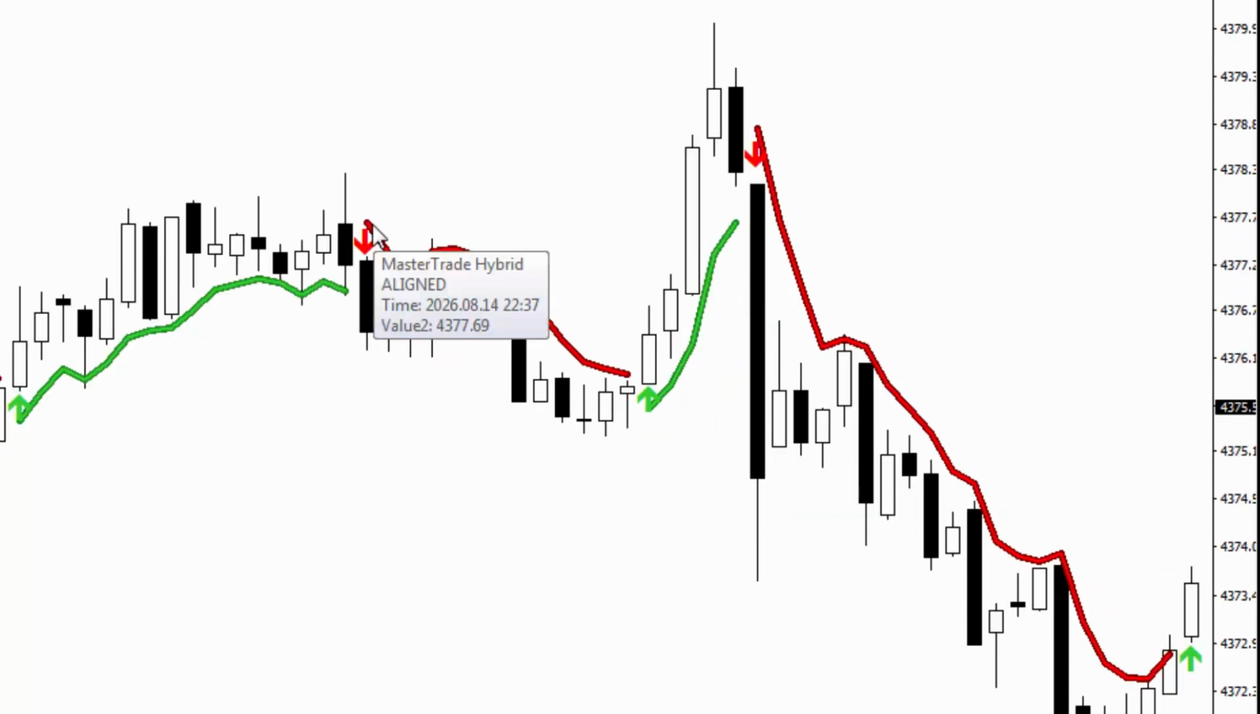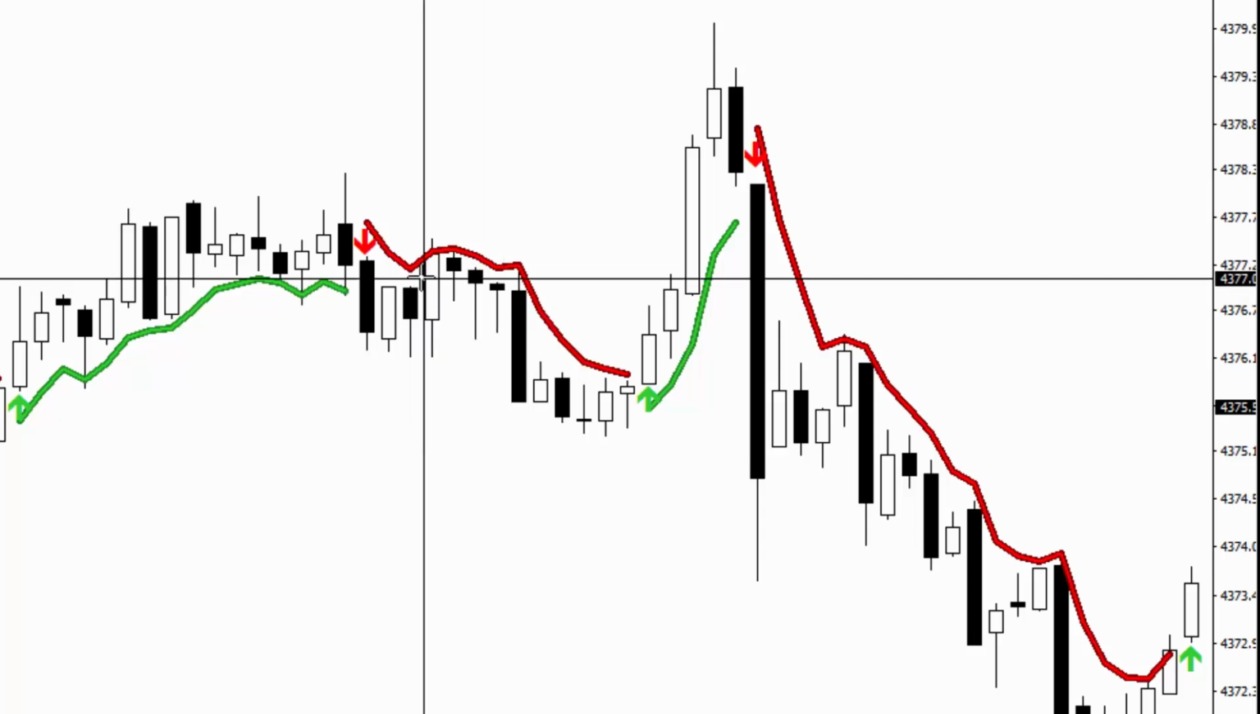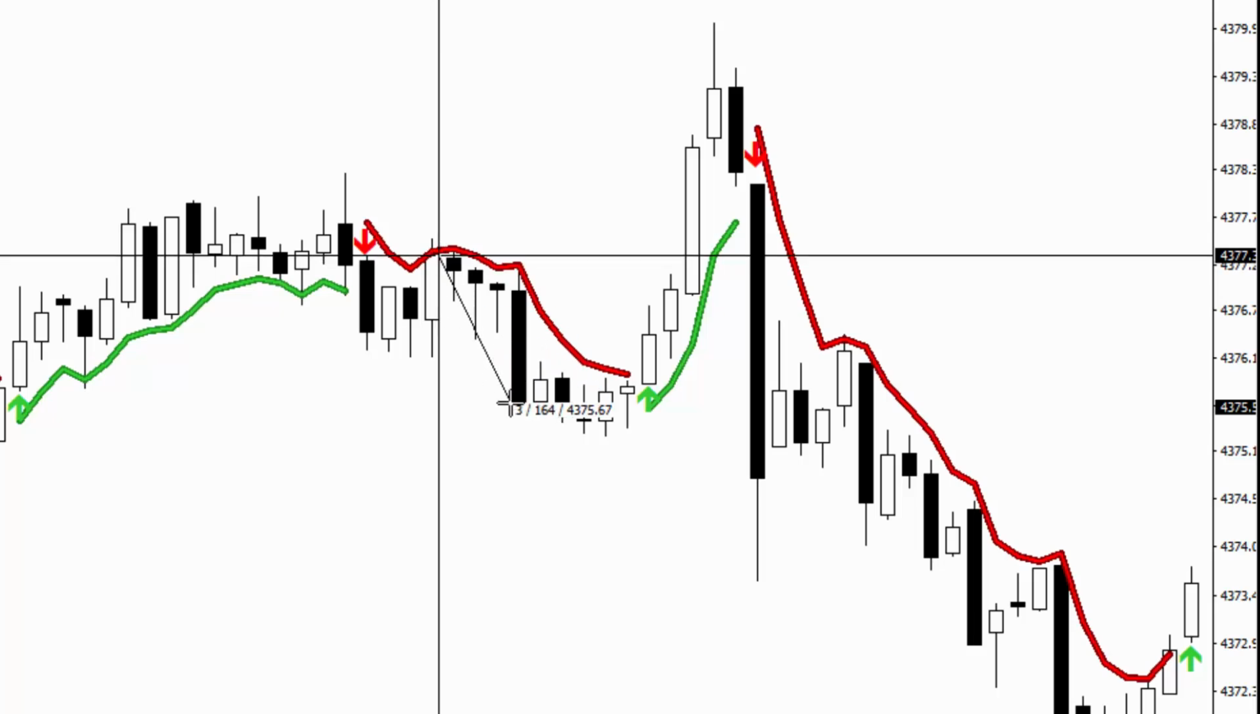So once you get the red arrow, you don't sell immediately. Wait for a little pullback to the declining red line, and you can go for your 20 or 30 pips. If we'd just gone down to there, that would have been a very nice 20 pip trade.